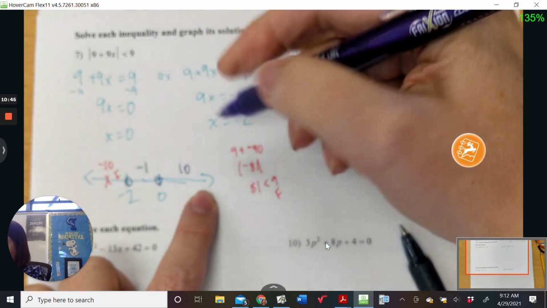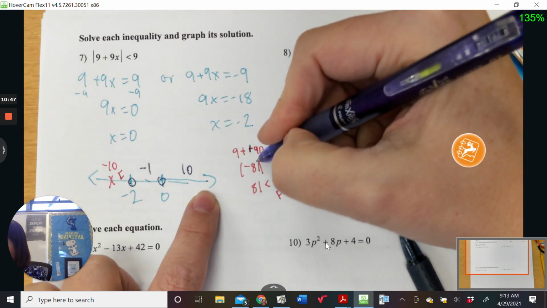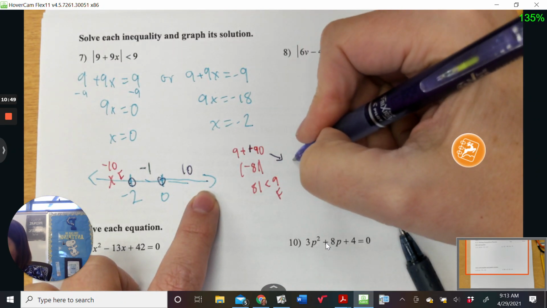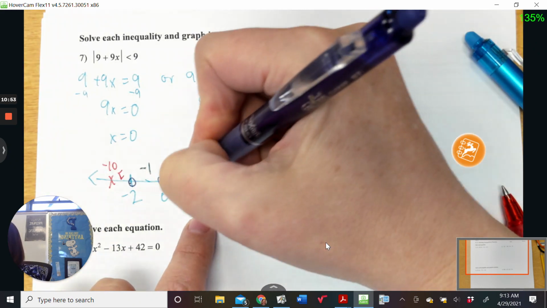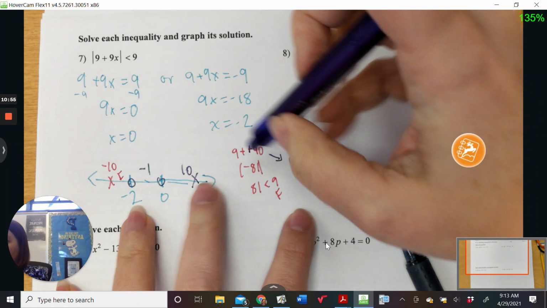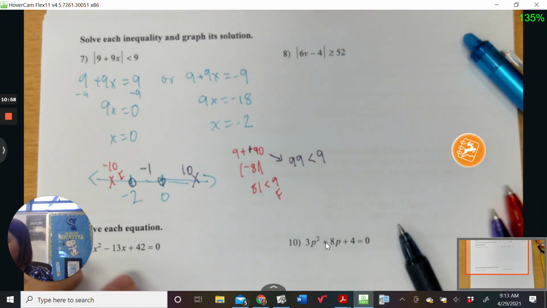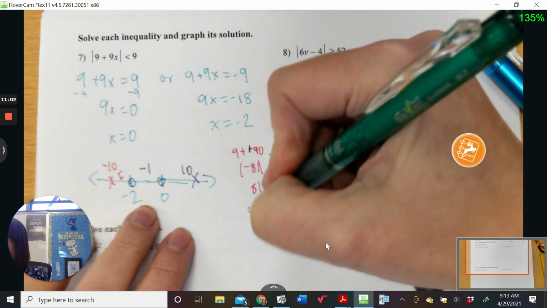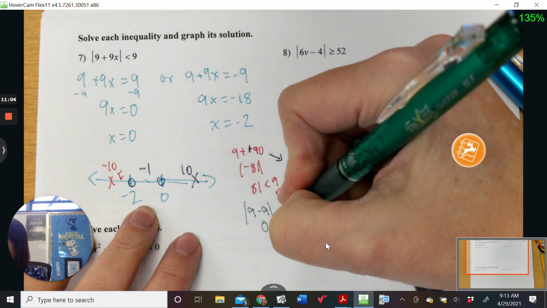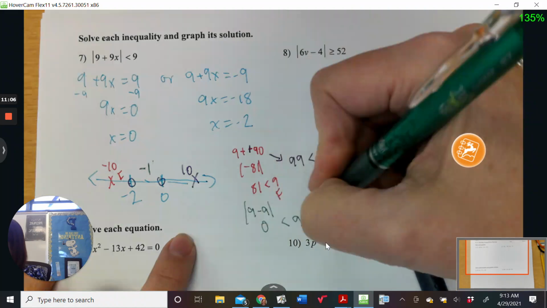I'm going to check +10 here because all I have to do is go like this. Then it becomes 99, which is not less than 9. So that's also false. See how I just kind of faked that right there. Then for the green one, check -1. I get 9 and -9, which is 0, and 0 is smaller than 9. So that one's true.